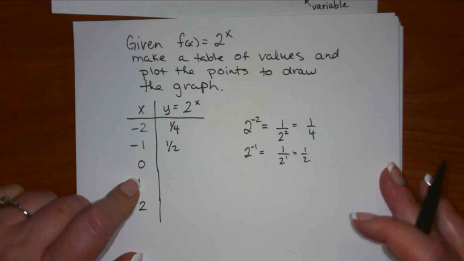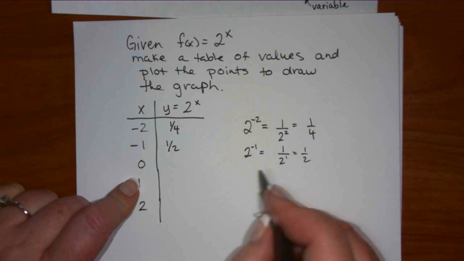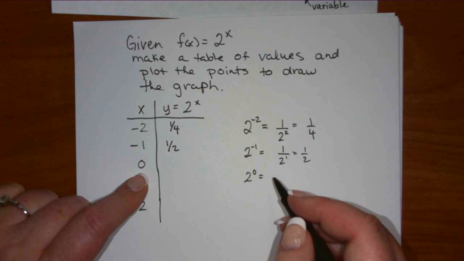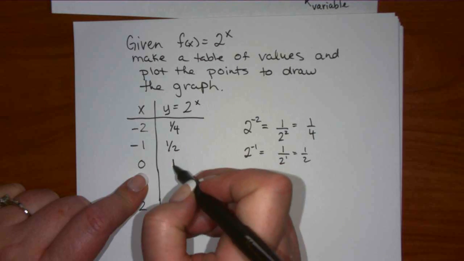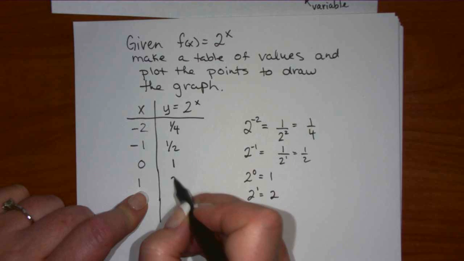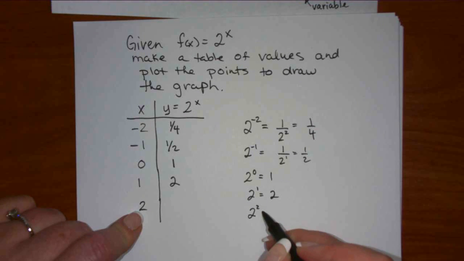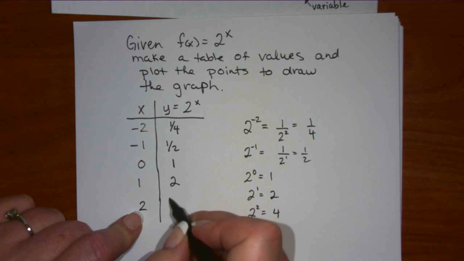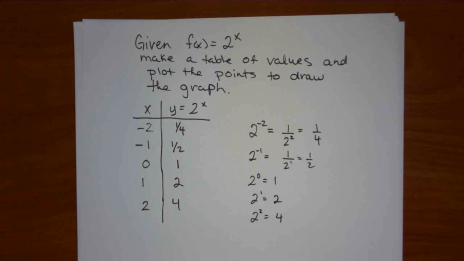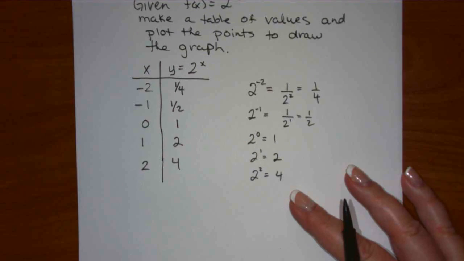0. Yeah, anything to the 0 power is 1. 1. It's just 2. 2 squared. 4. Okay, so let's take these 5 points and we will draw the graph.